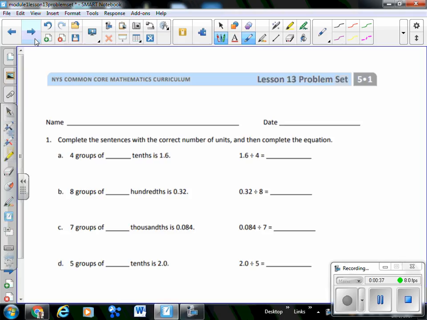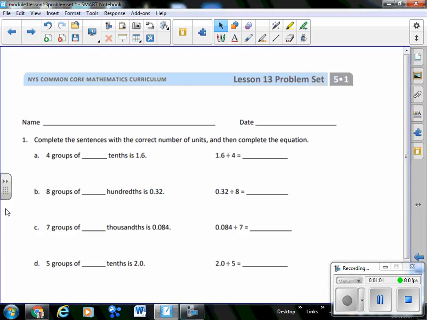Okay, we're going to look at our problem set for lesson 13. In your book, the problem set for lesson 13 is going to start on page 61, and we're going to do page 61, 62, and 63. Not too bad.